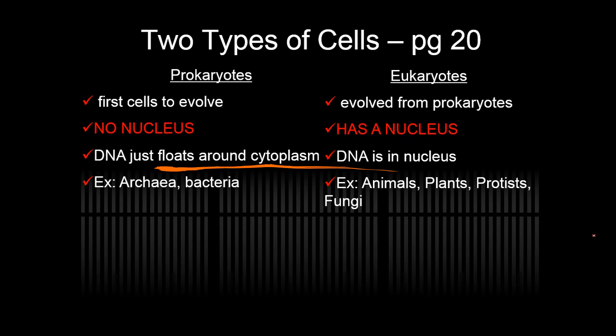So, what does that make you and I? Our cells are eukaryotes because they have a nucleus. The DNA is contained in that nucleus. To help you remember this, remember pro, no, and eu, new. Pro, no nucleus. Eukaryotes have a nucleus.